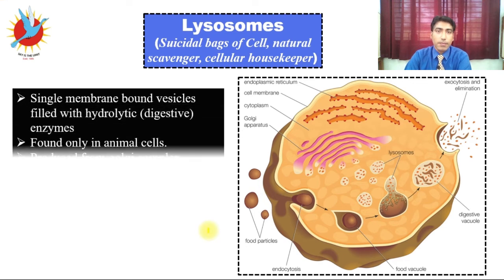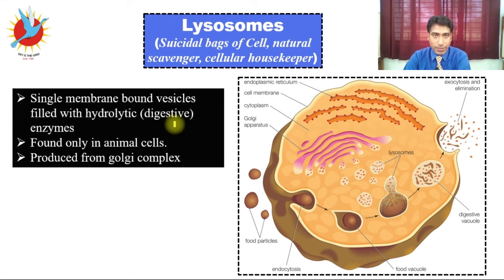Next cell organelles are lysosomes. These are known as suicidal bags of the cell, natural scavengers, and even cellular housekeeper. Why they are named as so, we will get to know soon. So these are the single membrane bounded vesicles filled with hydrolytic or digestive enzyme, found only in animal cell. Lysosomes usually remain absent in the plant cell. They are produced from Golgi bodies, Golgi apparatus.